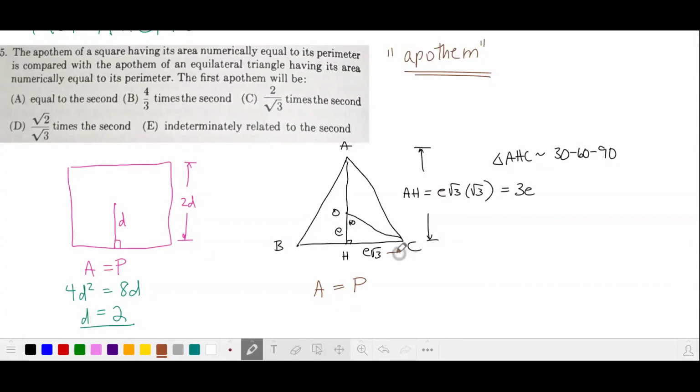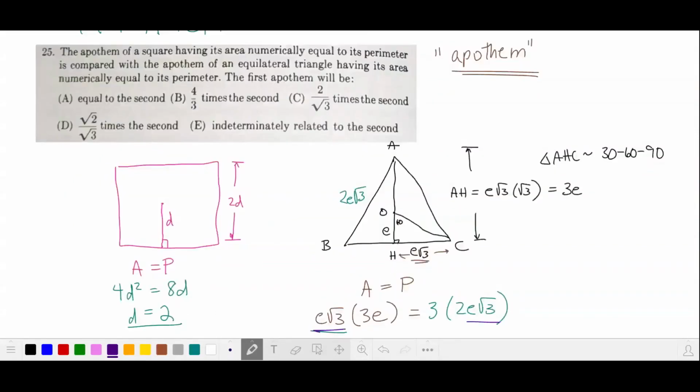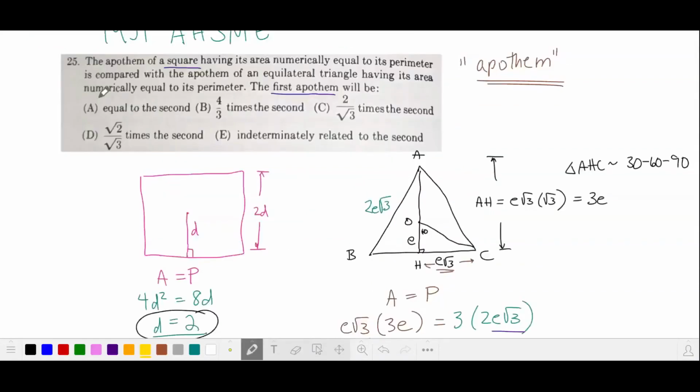The area is going to be half of the base, which is e root 3, times the height, which is 3 times e. The side length of our triangle then is 2e times the square root of 3. So our perimeter is 3 times that. We'll divide both sides by e root 3, and we have 3e is equal to 6 and e is equal to 2. We're asked to compare the first apothem, which is the apothem of the square, to the second. It looks like our two apothems d and e are both equal to 2, so our answer is A.